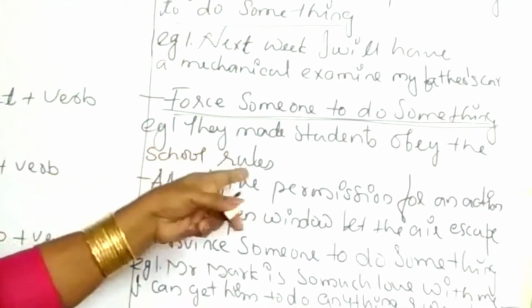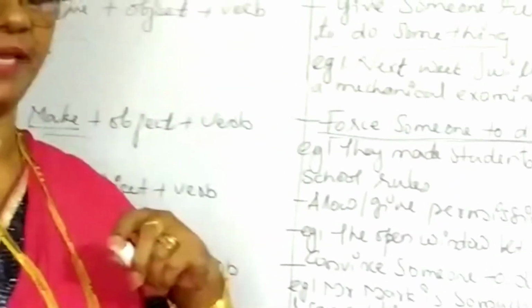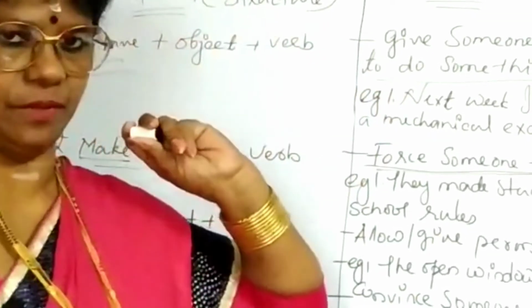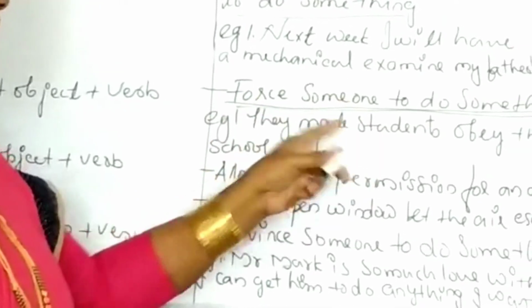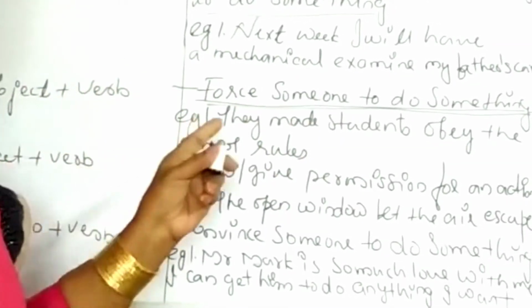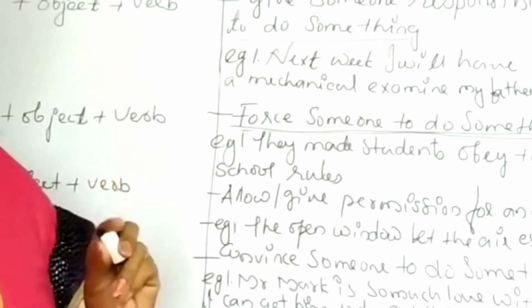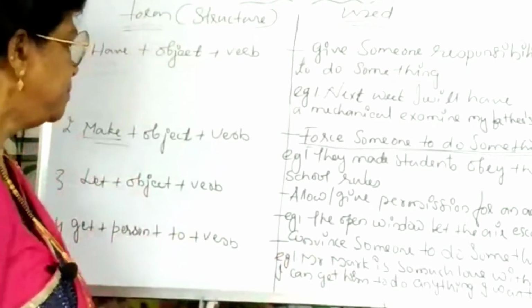Example: they made students obey the school rules. Don't say "to obey." If you use "to obey," it won't come under a causative verb. Heard? They made students obey the school rules. If you say "they made students to obey the school rules," it won't count as a direct action. Direct action it will be.